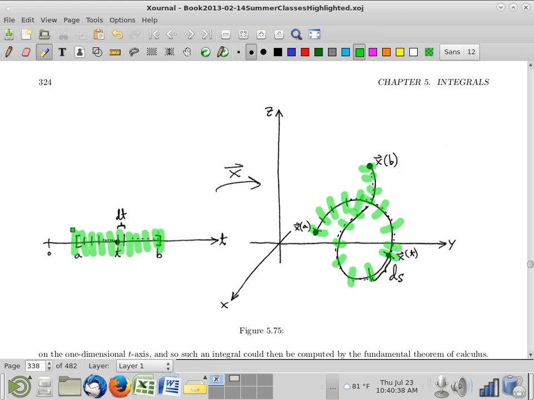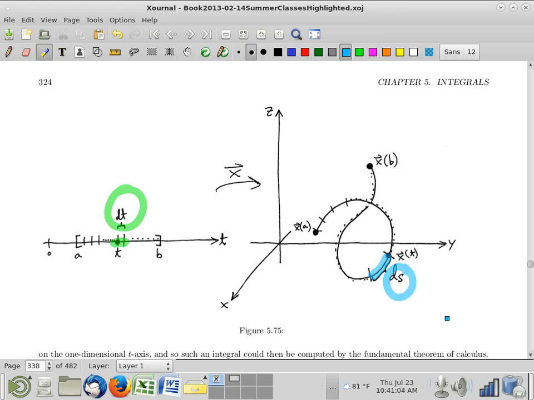Like that, right? And what I'd like to know is, if I look at a particular little piece on the t-axis of size dt, let me circle that better. If I want to talk about its image piece of curve there, that's going to have length ds. I want to know, what does this x function do? How much does this dt get stretched out to become this ds? So it's a stretching factor, right? Again, I want to know what's the proportion, that this ds is some factor times dt.